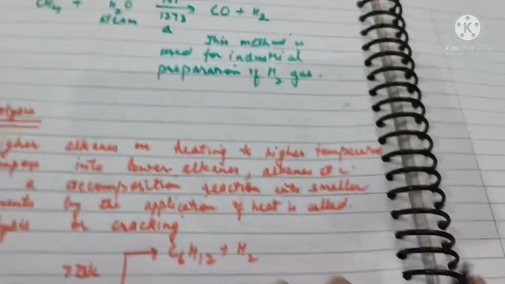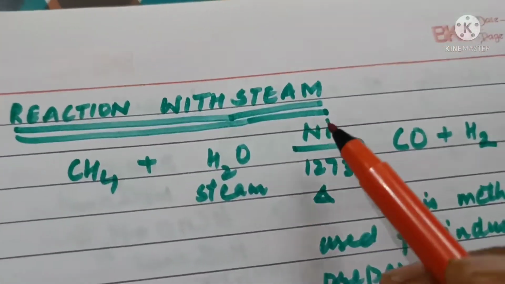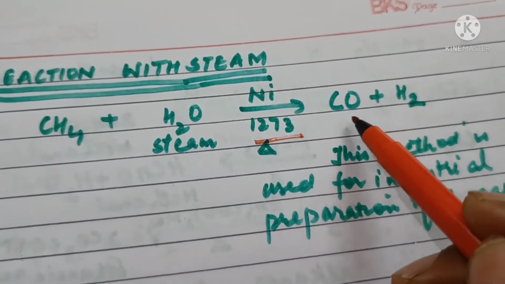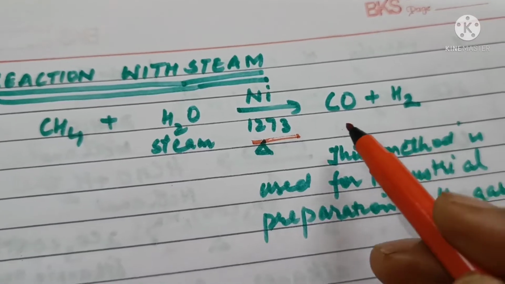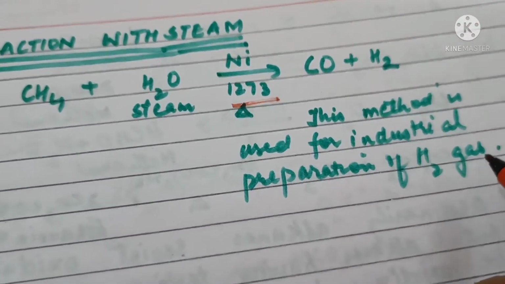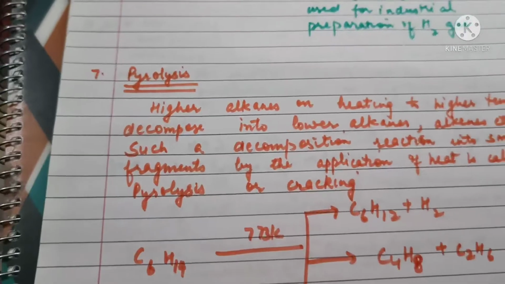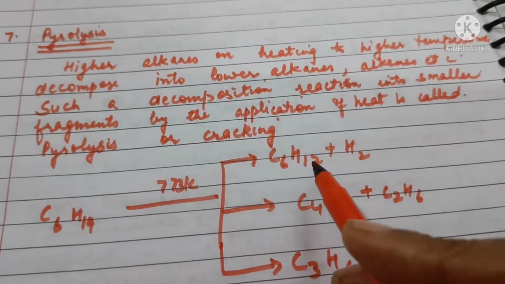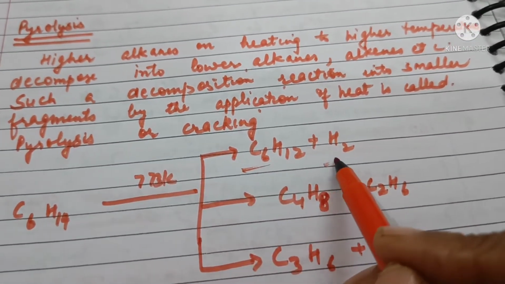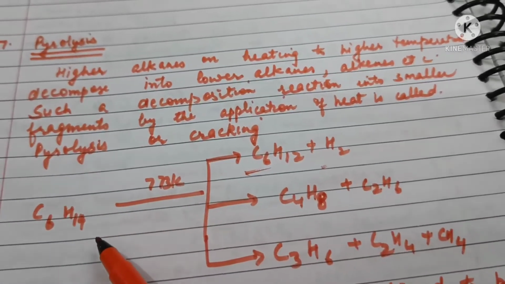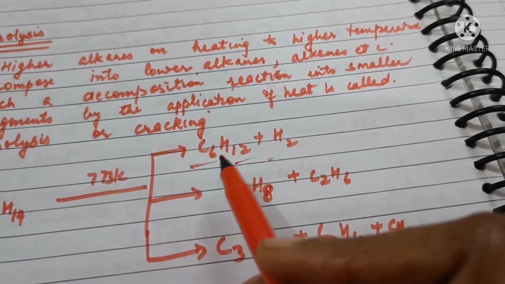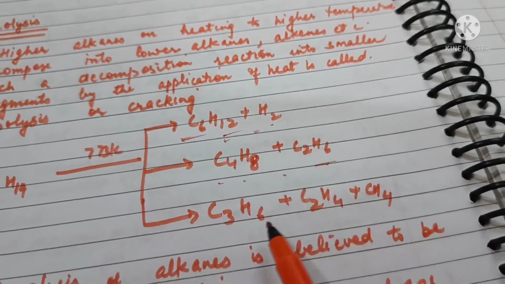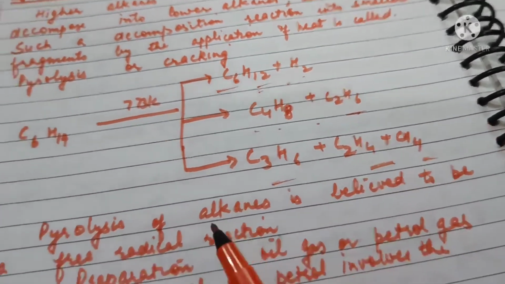C6H5CH3 will be formed. We can also react methane with water in presence of nickel catalyst at a temperature of 1273 Kelvin to form carbon monoxide and hydrogen. This method is used for industrial preparation of hydrogen gas. In pyrolysis, the higher alkanes are heated at high temperature to decompose into a mixture of lower alkanes and alkenes. For example, C6H14 can decompose into C6H12 and hydrogen, C4H8 and C2H6, and C3H6, C2H4 and methane.